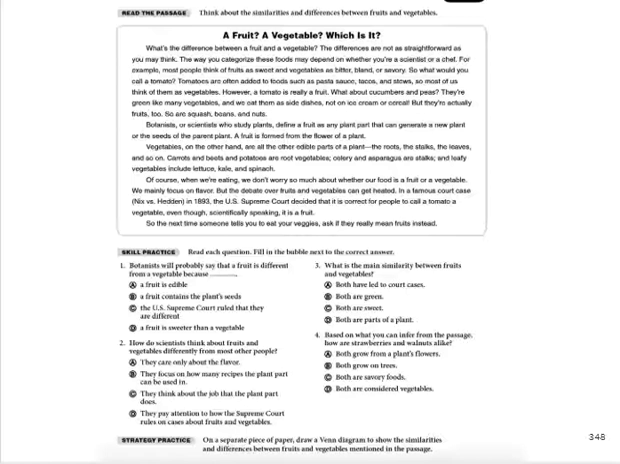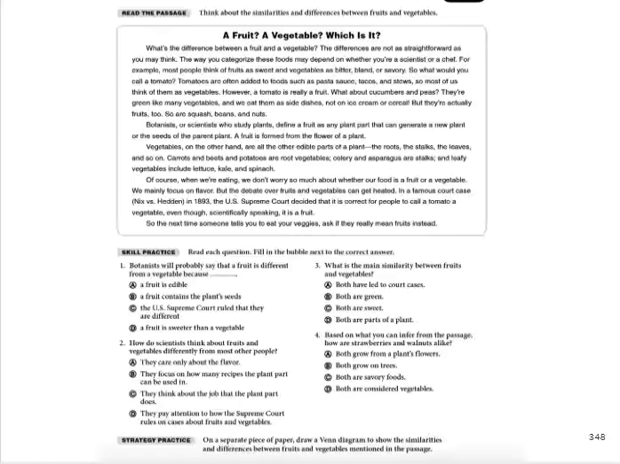Question 2. How do scientists think about fruits and vegetables differently than most other people? A. They care only about the flavor. B. They focus on how many recipes the plant part can be used in. C. They think about the job that the plant part does. D. They pay attention to how the Supreme Court rules on cases about fruits and vegetables.